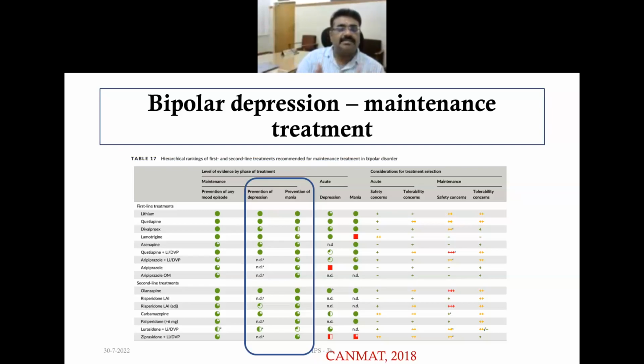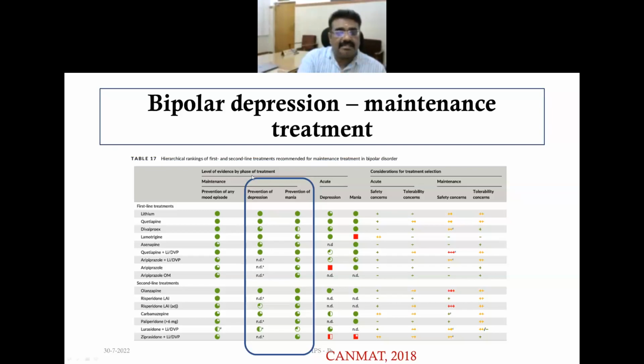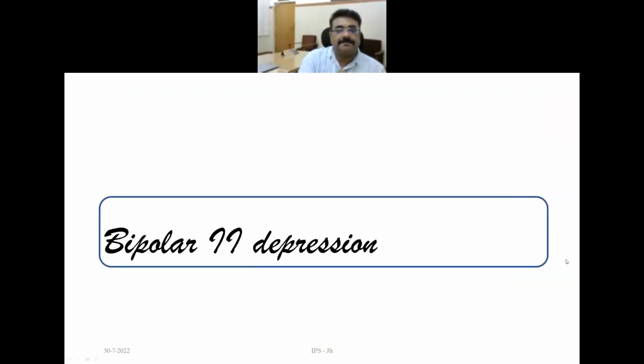So right now somebody is in depression and you want to give them a drug that is going to prevent either. And as you can see from the evidence here, lithium and quetiapine seem to have the most evidence, followed by a combination of quetiapine with a mood stabilizing drug. So these are the three drugs. In case you're going to start somebody on prophylactic treatment and you would like to continue them on the drug you started off with in the acute phase, probably quetiapine or lithium would be one of the best drugs to use.